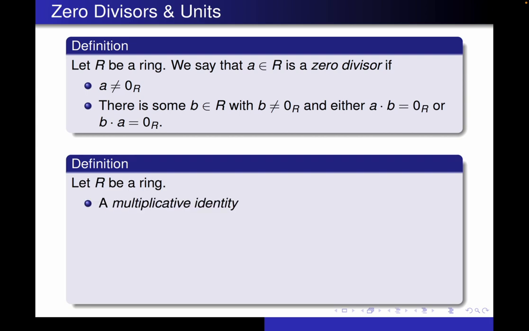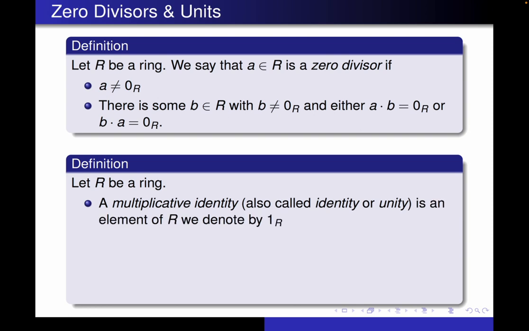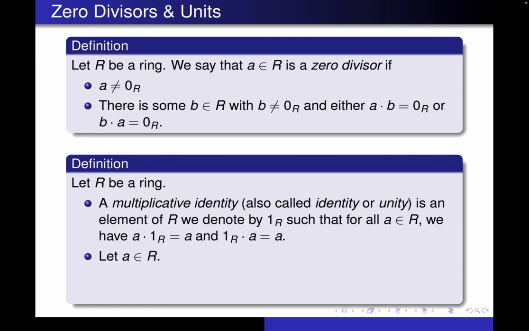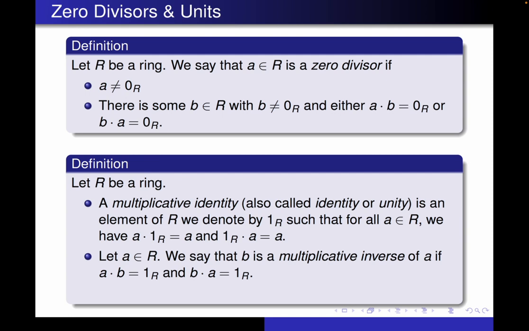If you have a ring, a multiplicative identity, also called an identity or a unity, is an element that we call 1, where when you multiply it on either side of any element of the ring, you leave that element alone. So A times 1 equals A, 1 times A also equals A for all elements A. If A is in R, we say that B is a multiplicative inverse of A if A times B and B times A are equal to the multiplicative identity. And then finally, we call A a unit if it has a multiplicative inverse.